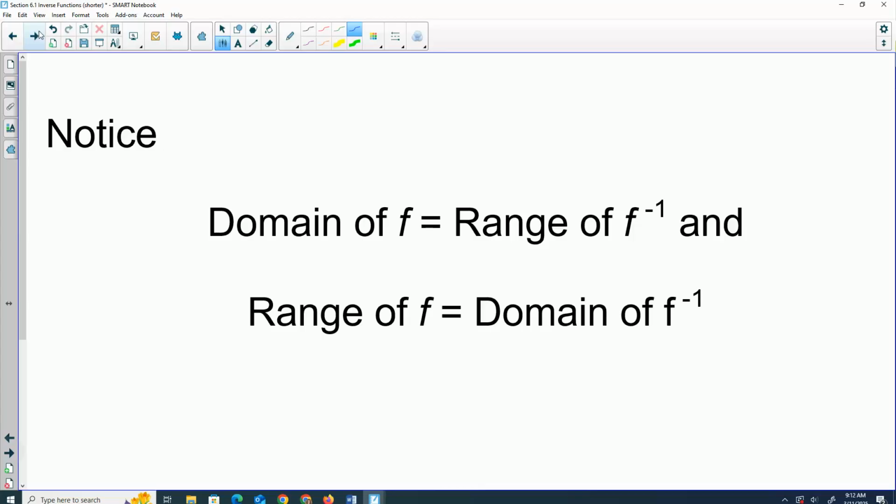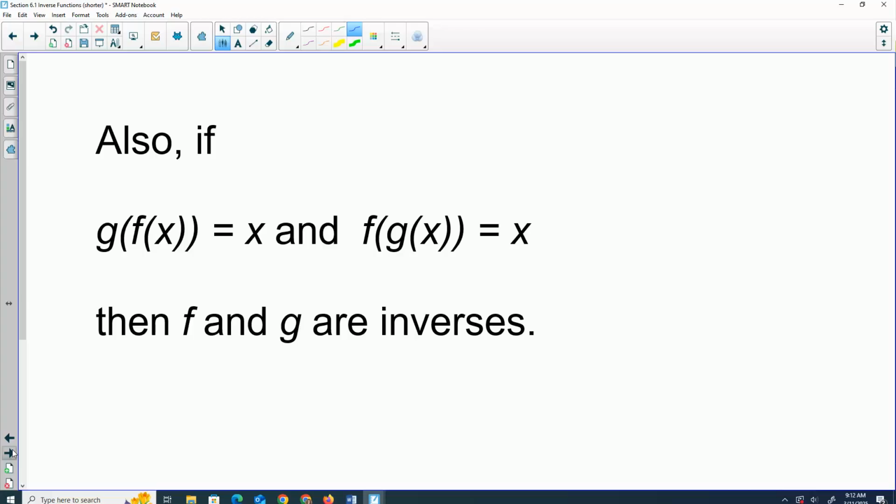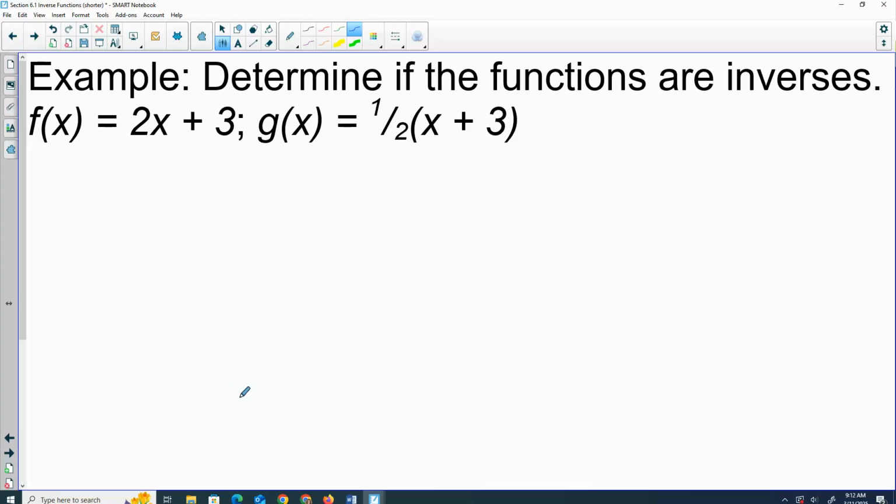So to decide if things are inverses, we can check. If they're inverses, when you compose them, you should get back x because they should undo each other. Now it has to work for both of them. So if we're checking if things are inverses, we can check compositions and see if we get x back.